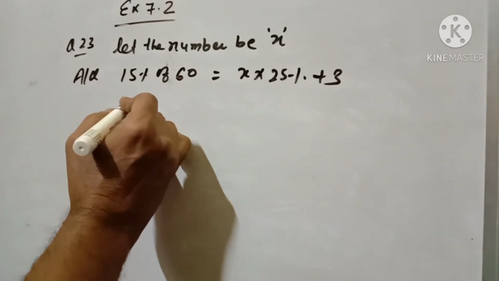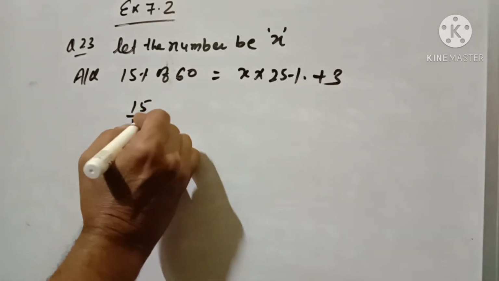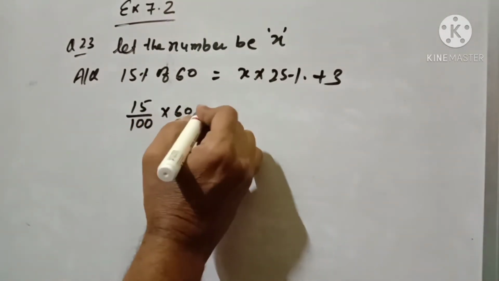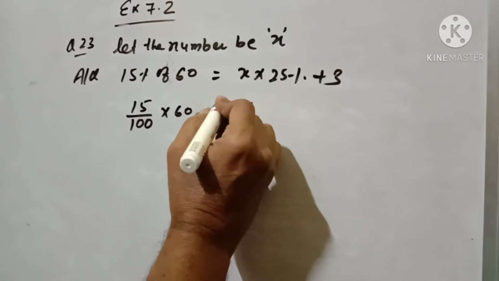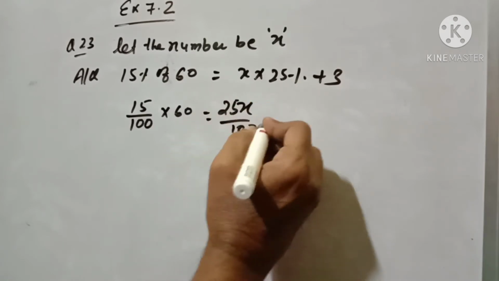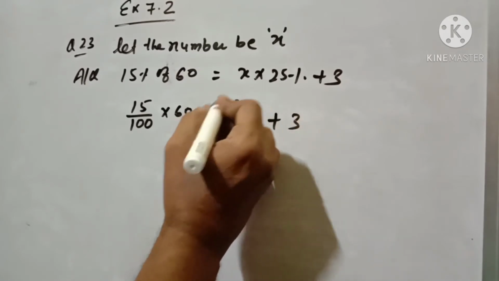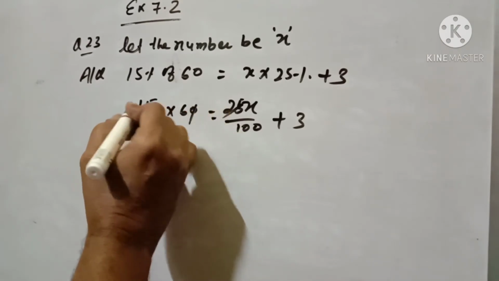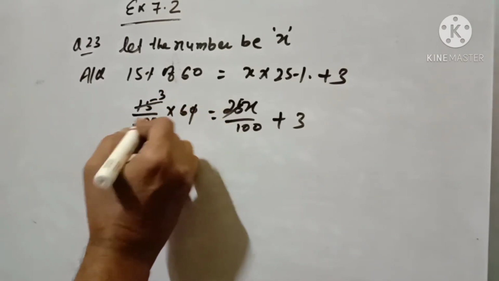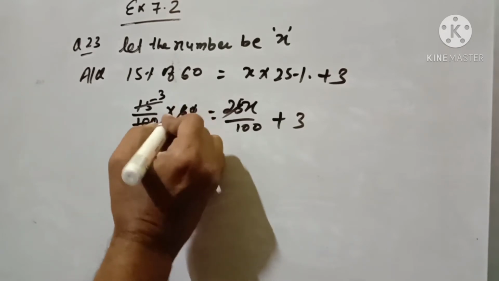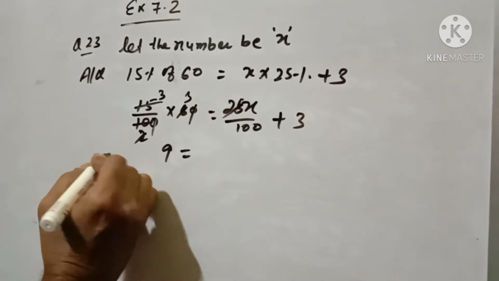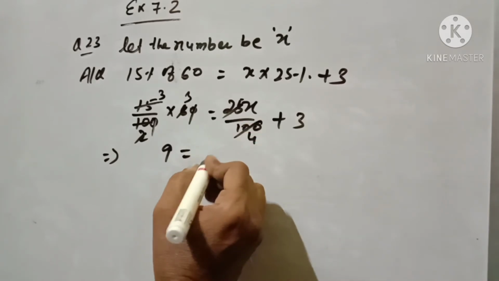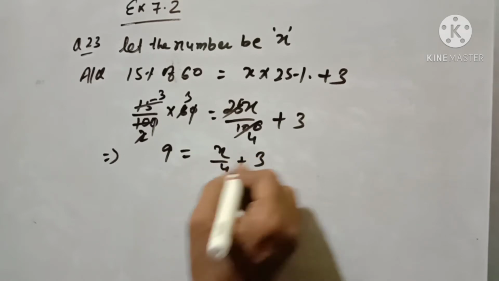Now as we know, remove the percentage sign. 15 by 100 into 60 equal to x into 25 by 100 plus 3. So therefore this will go, 0, 0 cancel, 3 5s are 15 and 5 2s are 10, and this is 3. So 3 3s are 9. This implies that I can write 9 equal to x by 4 plus 3.